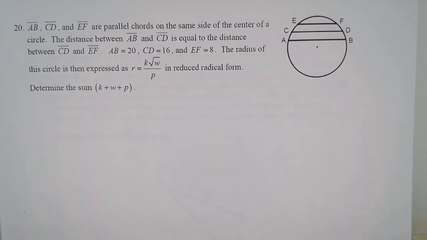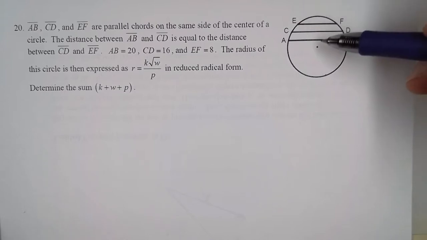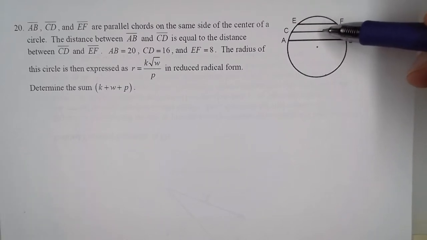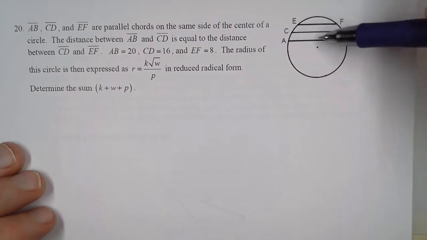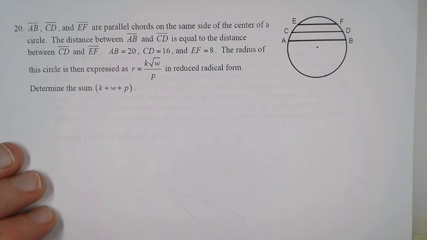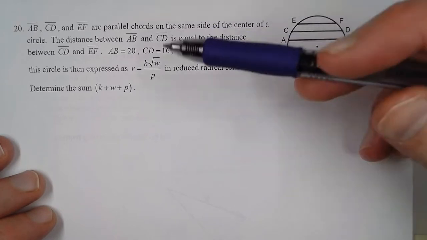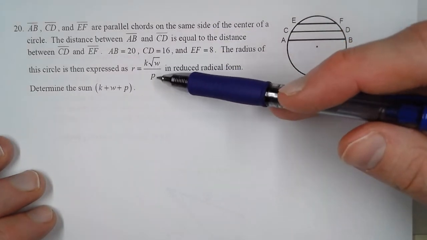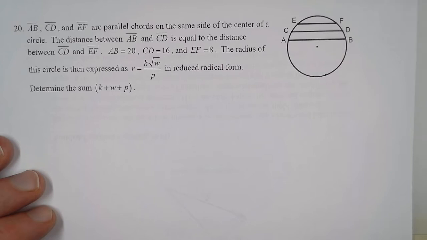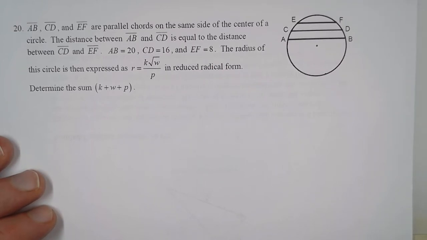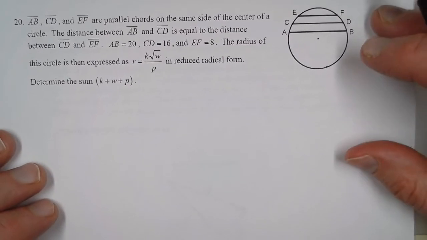In this problem, AB, CD, and EF are parallel chords on the same side of the center of a circle. The distance between AB and CD is equal to the distance between CD and EF. AB is 20, CD is 16, EF is 8. The radius can be expressed as k square root of w over p, so we want to determine the sum of k plus w plus p.